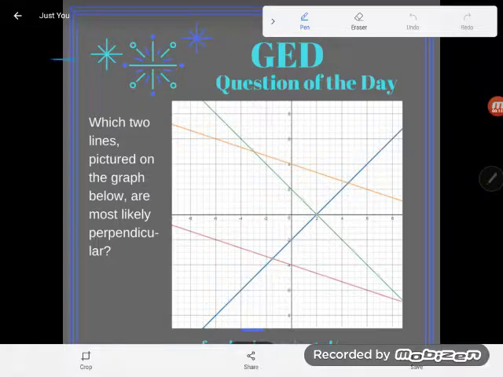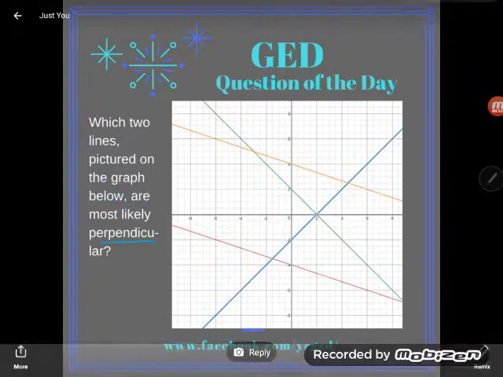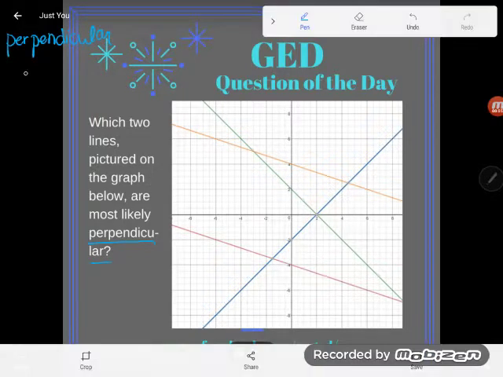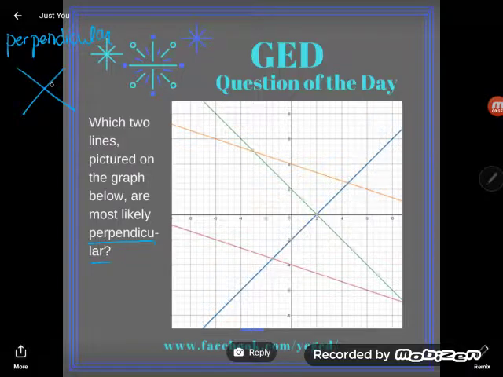Bad news is we're going to talk about perpendicular lines now. So let's take a look. It says, which two lines pictured on the graph below are most likely perpendicular? That's just a vocab word you have to know for the GED. If I'm talking about perpendicular, I'm talking about two lines that cross at right angles. So they cross at perfect right angles.